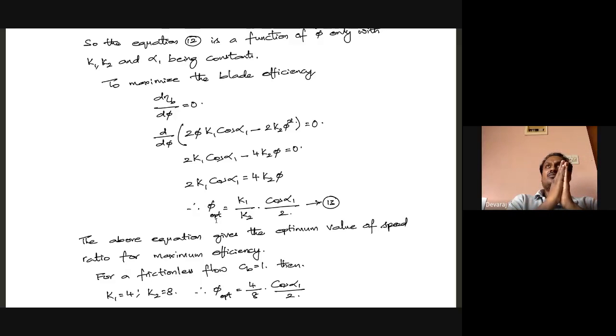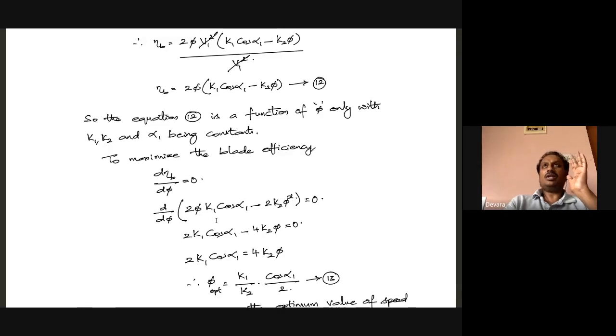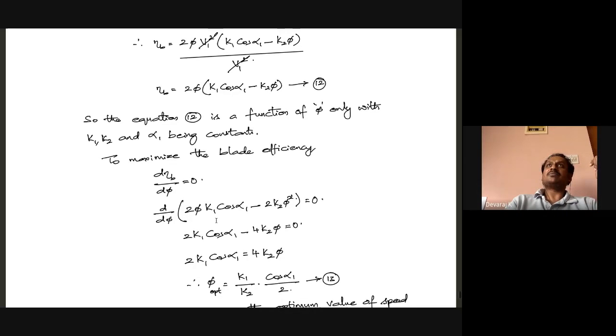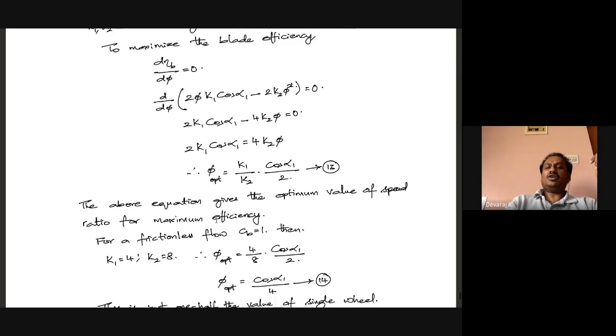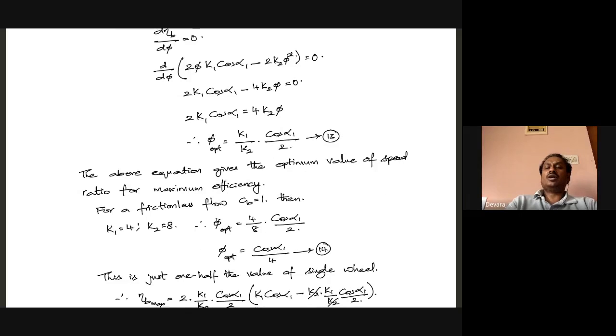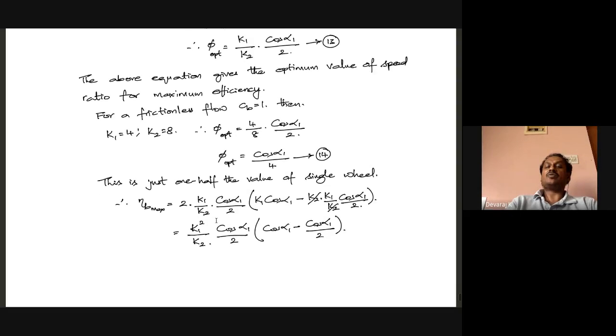So this is equation number 13, and this is the optimum value. Now if I substitute this in equation 12, what I get is the maximum blade efficiency. So the above equation is the optimum value. You can substitute and get the maximum value.